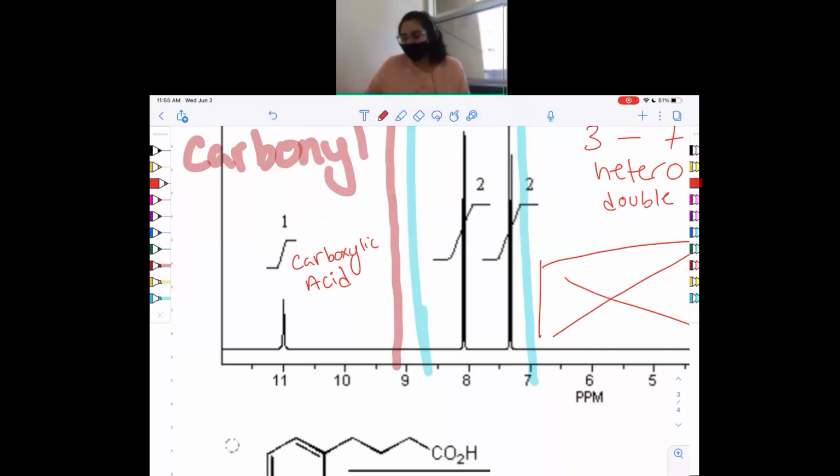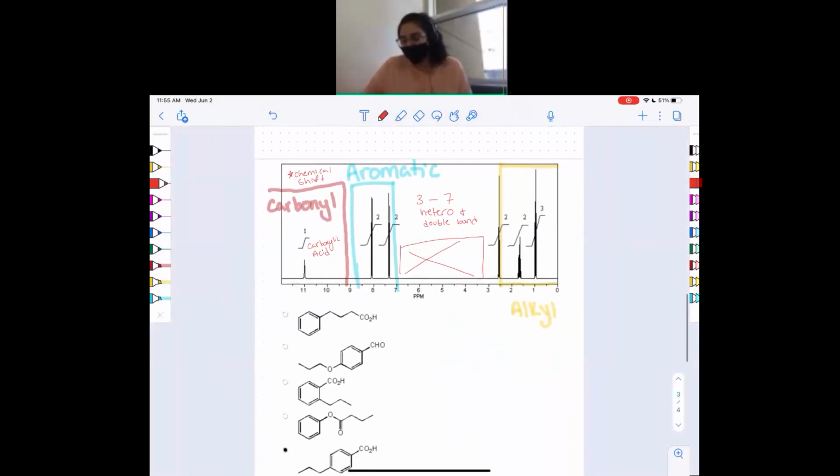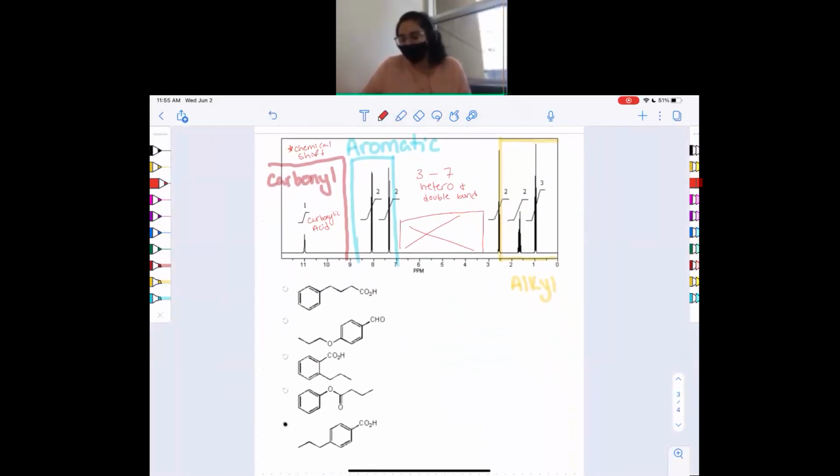So far, we have determined that we don't have any double bonds or heteroatoms. We also determined that we have a carboxylic acid most likely, and we know we have some aromatic stuff going on and we have some alkyl stuff going on. So one thing you might be thinking is, what the heck, Rosemary? We have double bonds and oxygens here, but why is that different than this region?